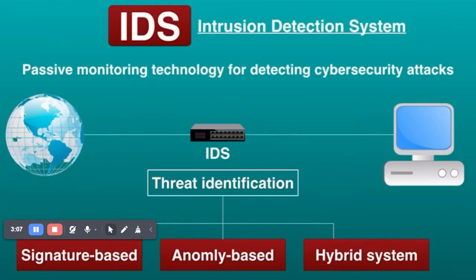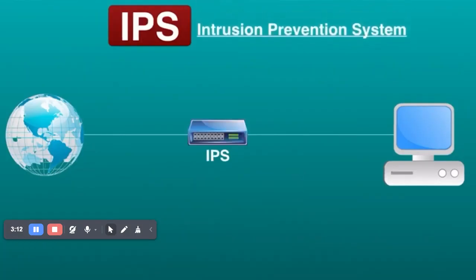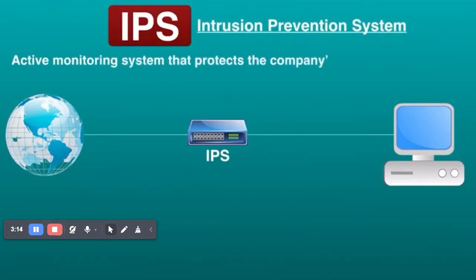IPS, intrusion prevention system, is an active monitoring system that protects the company's network from malicious attacks. IPS not only raises an alert, but it also helps prevent the intrusion from happening. For example, when IPS identifies potential threats based on monitoring features of the protected host or network, it proactively performs an action to stop the malicious traffic from entering the network.